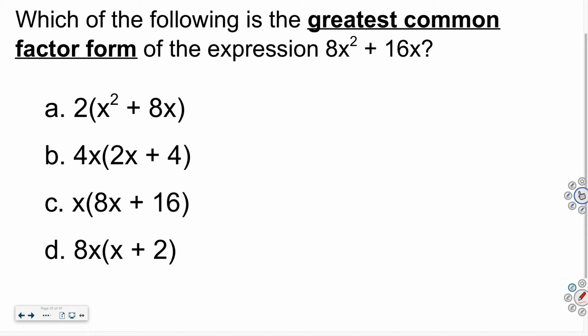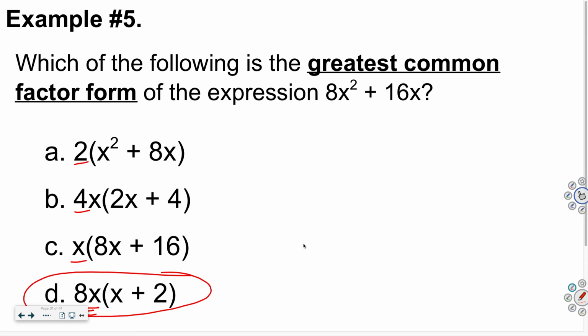So is there an 8x somewhere? Right here. So this 8 is the biggest thing that goes into both of them. We had 2, 4, 2 works, 4 works, x works, but 8 works as well. And that's the biggest one that will divide into both of those numbers. You can divide 8x squared by 8x, and you can divide 16x by 8x. And that was our last example.